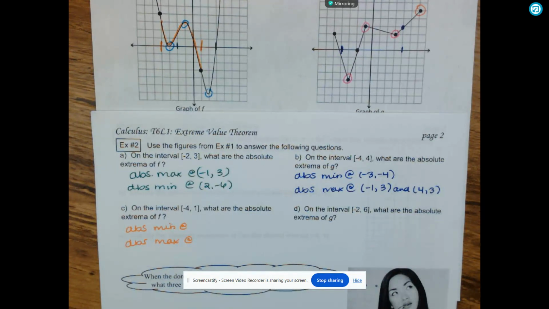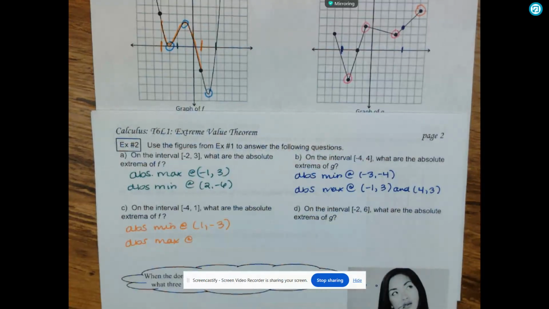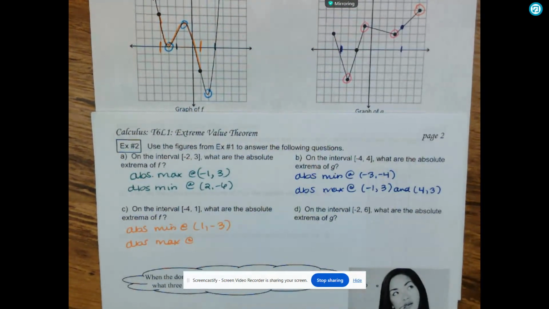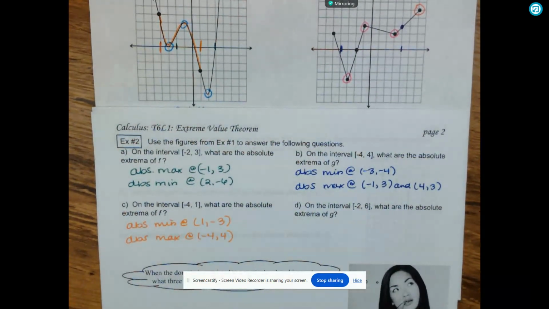All right, so what is our absolute min? 1, -3. Oh, it even goes further, doesn't it? It actually goes up to there. And our absolute max would be -4, 4. I didn't go far enough on my drawing, sorry.